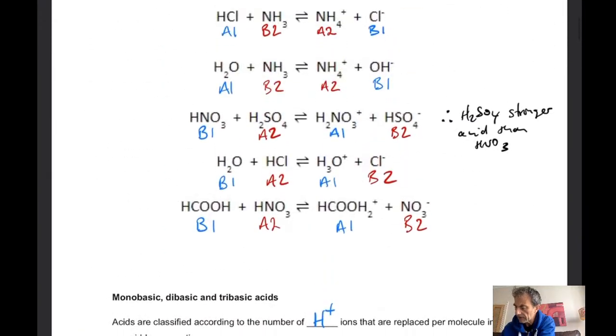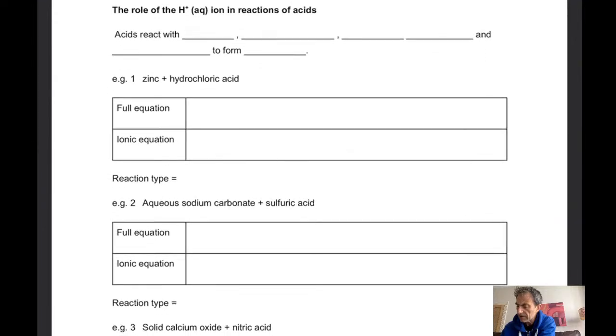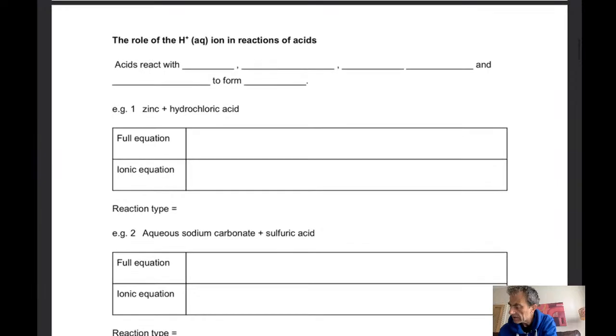Okay. Right, so this page here on the notes is called the role of the H plus ion in the reactions of acids. I think about the H plus ion as like the active species in an acid. It's just my way of thinking about it. Active species. And you can see that from the ionic equations that we're going to have a go at writing.